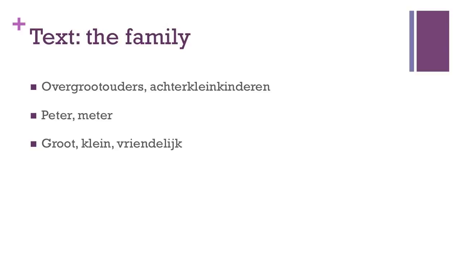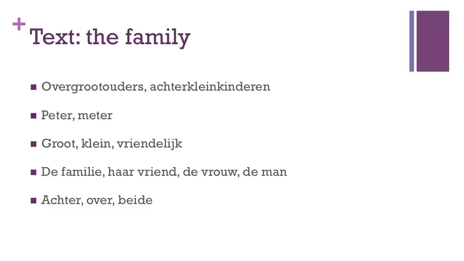Vriendelijk is friendly. De familie is family. Haar vriend is her boyfriend. Het haar can also mean hair. So for her hair, you would say haar. That's funny. Next, de vrouw is the wife and the man is the husband. Those two can also mean man and woman in general.